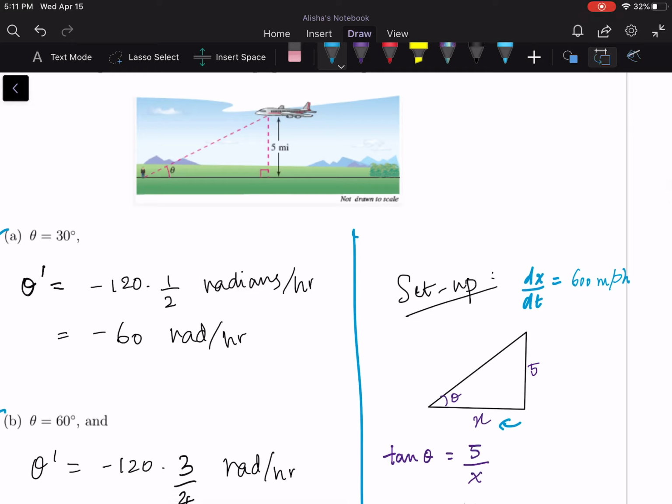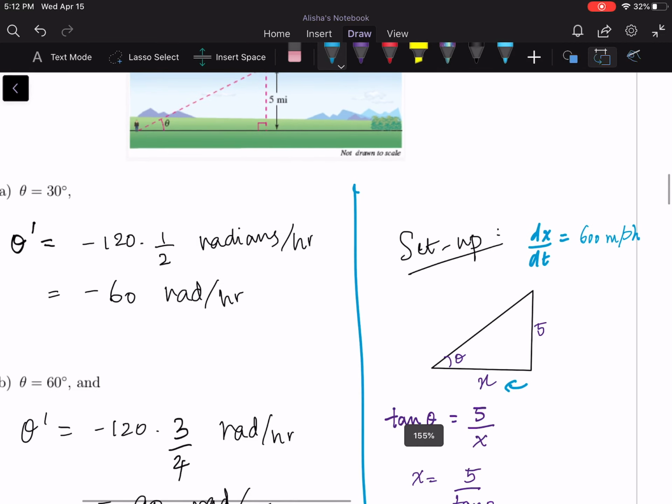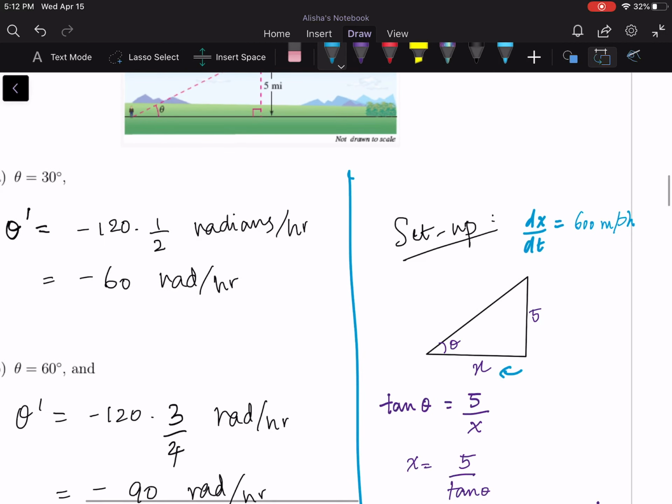And you can set up this relation in so many different ways and use that to relate the rates of x and theta. And every different way that you try is going to look a little bit different. And so I encourage you to try different ways, but I'm just going to pick one, and I'm going to rewrite this as x equals 5 over tan theta. The reason I did this is because I was thinking a few steps ahead and realized that this would be the easiest route to take. But if you have set your equation up differently, that's perfectly correct. It just might be a little bit more steps.